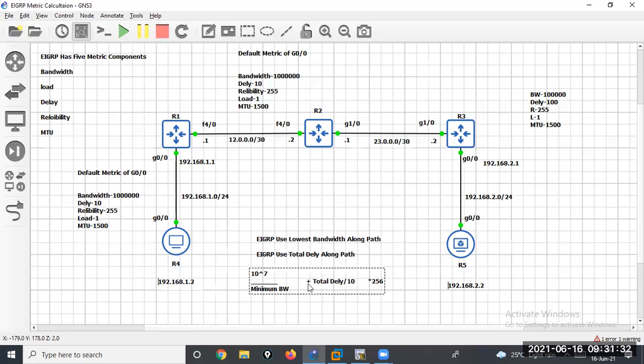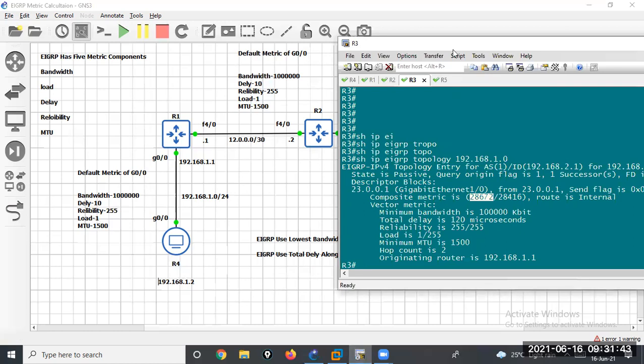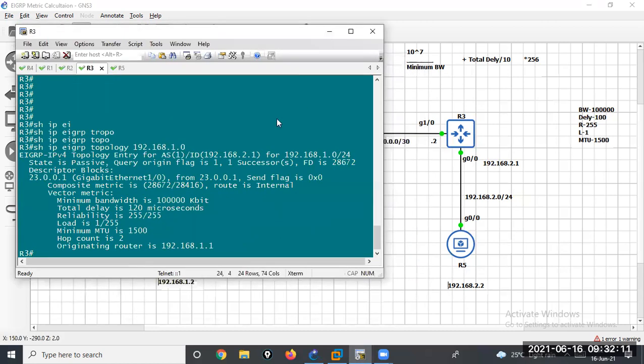Now tell me, come to R3. What is the minimum bandwidth? To reach the 192.168.1.0 network from Router 3, minimum bandwidth is 100 Mbps, total delay is 120, reliability is 255, load is 1, and minimum MTU is 1500 bytes. But here it takes only bandwidth and delay, right? Now tell me what is the formula? 10 to the power of 7. Now open the calculator.